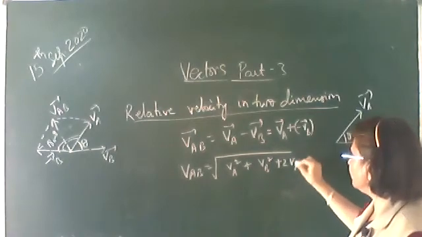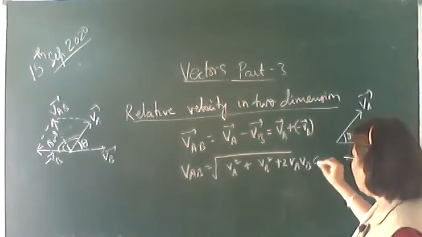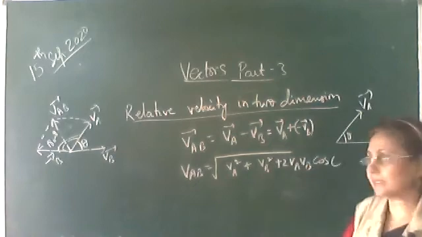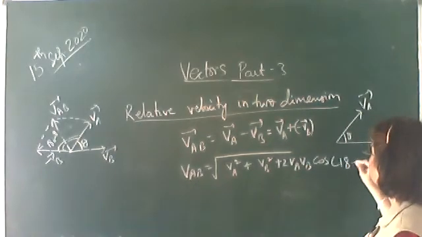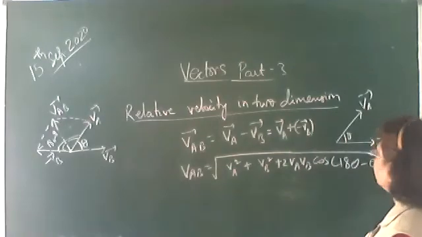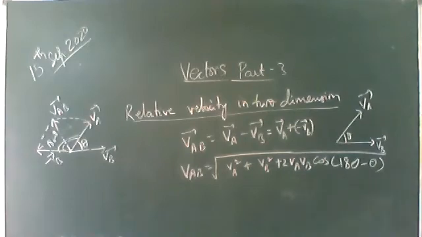What is A over here? VA. What is B over here? VB. Angle between them. What is the angle between VA and minus VB vector? It is 180 minus theta. So what is the magnitude of resultant? Using the same formula, we have found out the magnitude.